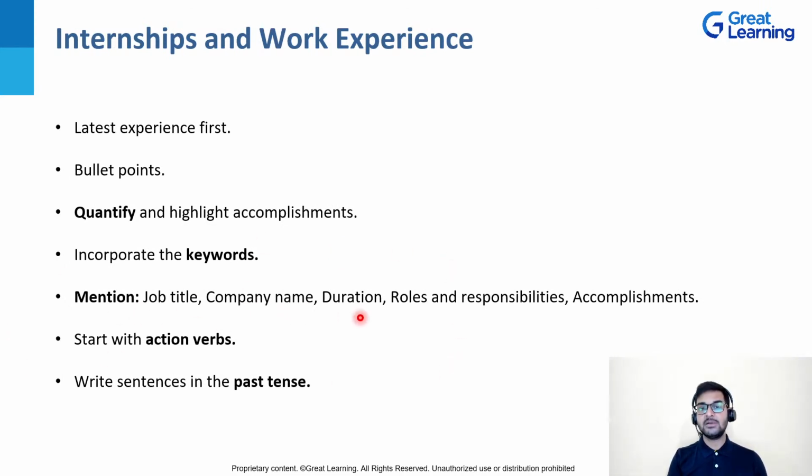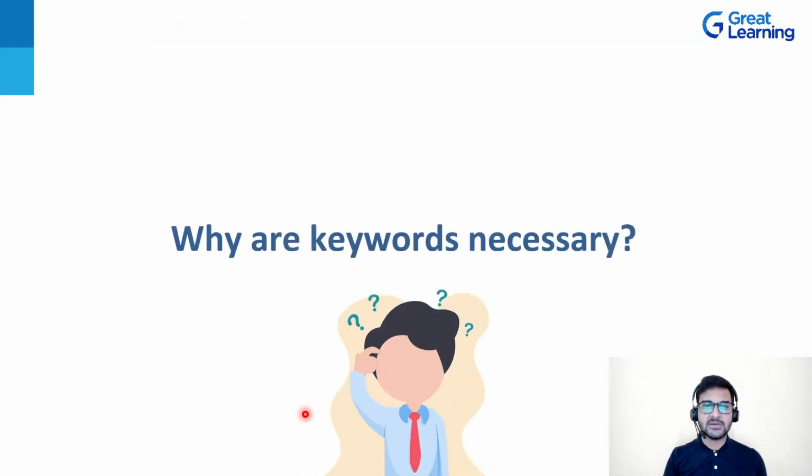Incorporate the keywords, job title, company name, duration, roles and responsibilities, and accomplishments. These things should be a part of your internships and work experience section. Then start with action verbs. What are the action verbs? Led a team, managed a team, coached a team, organized this project, or maybe you can start with engineered this building, created this project. So those words, created, built, accomplished, achieved, led, coached, those are your action verbs. Use that. So these are certain things that you should definitely mention in your internship and work experience section.